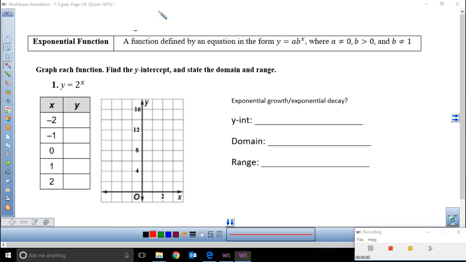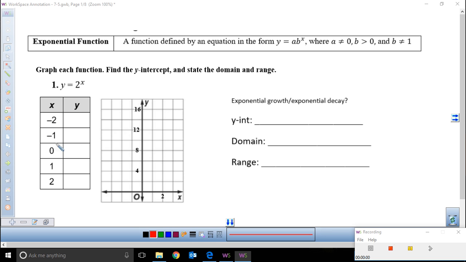Now, on number 1 and 2, we're actually going to create the function. We're going to graph it and look at what it looks like, and then talk about its domain and range. So it says graph each function, find the y-intercept, and state the domain and range. So on number 1, we have y = 2 to the x power. Now, 2 to the x power is exponential because our variable is here where the exponent should be.